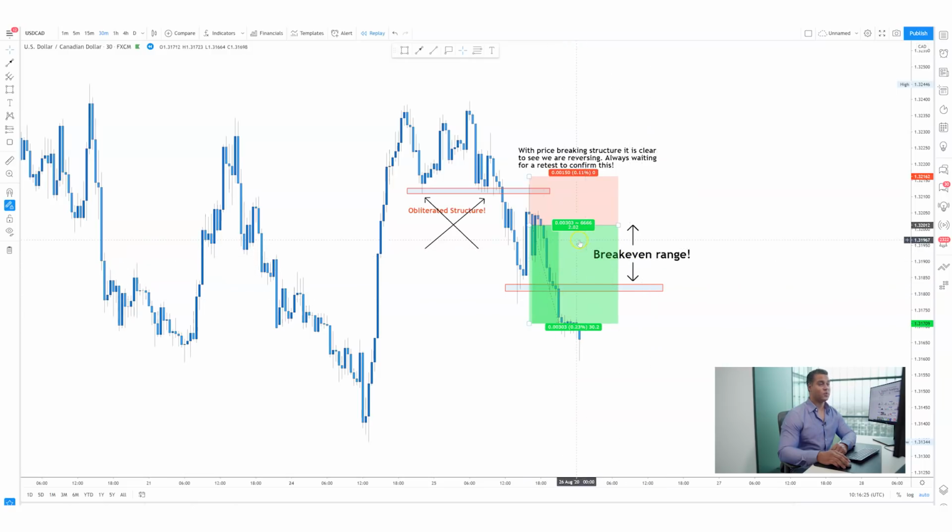And as you can see, we have enough range at this low from our entry to have a break-even range. And with price breaking structure, it's definitely clear to see that we're reversing. So we're waiting for price to confirm this after this bullish move, consolidation, break, retest. Then we identify this as a structural high, lower high, lower high, and then we're looking to enter the trade as part of our plan. Let's move on to trade number 8.